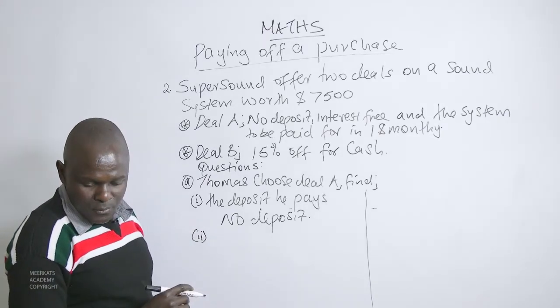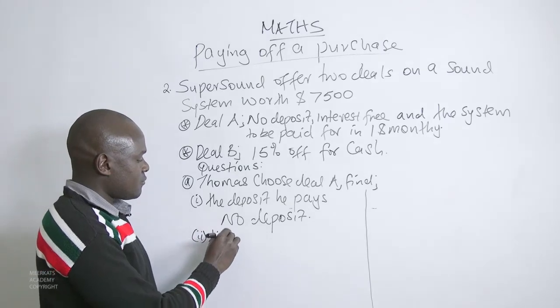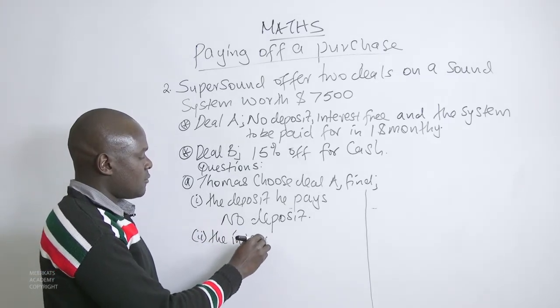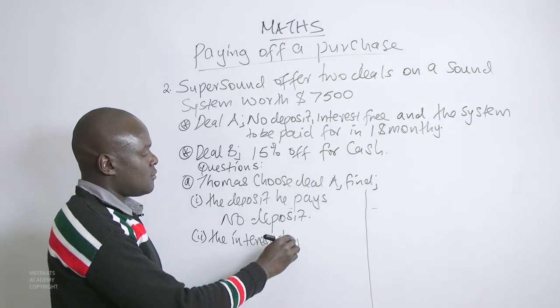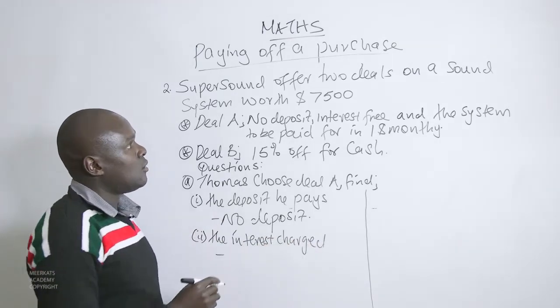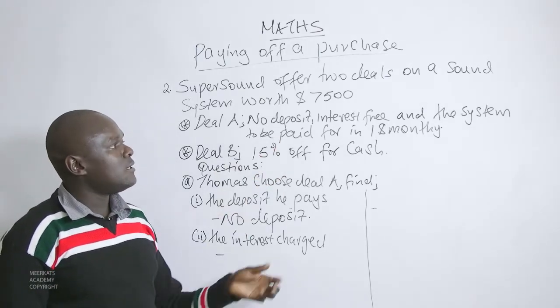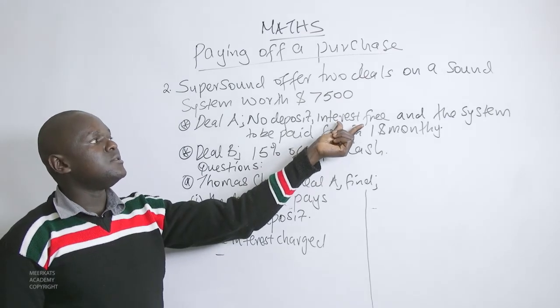Roman 2, we are asked to find the interest charged. When you go back to the first deal, what we are referring to as deal A, there is no interest. It is interest free.